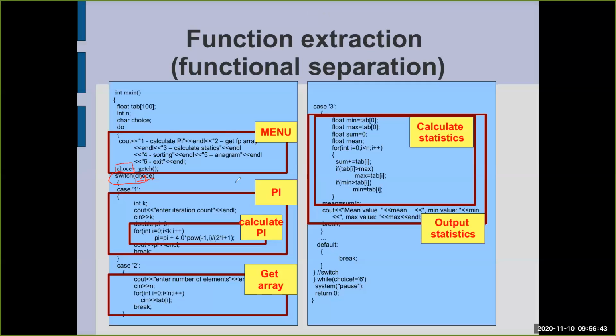Again, here we have the block pi, where we get k, but this k is used inside the calculate pi block. And again, pi is calculated here, but it is used outside the block to print values.